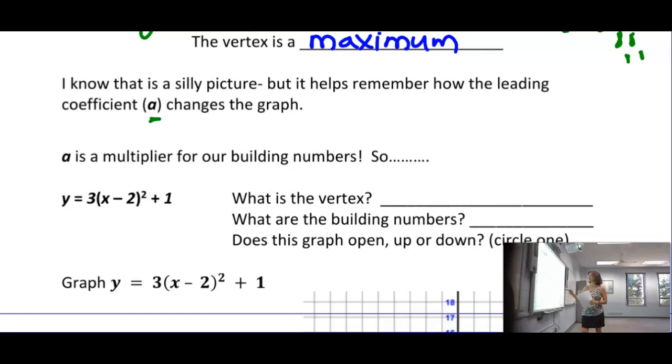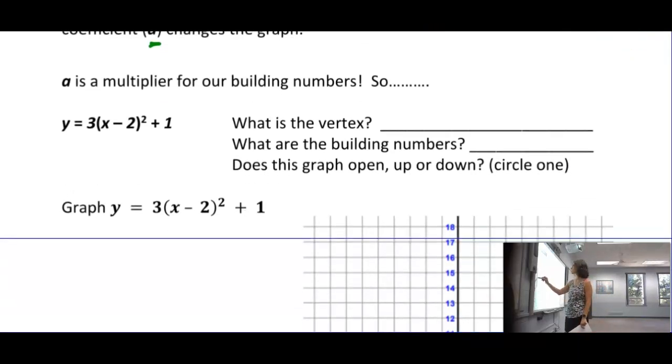But what happens if there's a 3 out there? What happens if there's a number other than 1? My vertex does not change. My vertex in this graph is still going to be 2, 1. It's still going to be opposite of this and the same as this. Okay? Still going to be 2, 1. My graph, although, is going to change. My building numbers are going to change by 3. Okay?